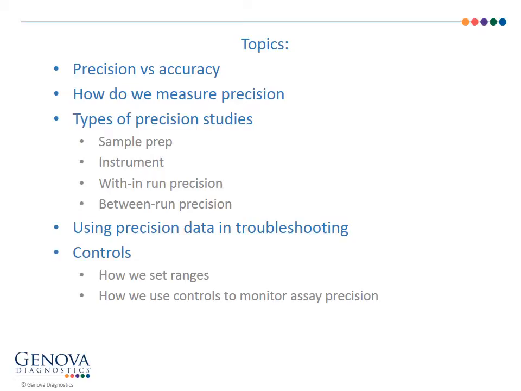So here are our topics. We're going to talk about the difference between precision and accuracy, how we measure precision, the different types of precision studies that we do in validation, how we use precision information in our troubleshooting, and then how we monitor precision once an assay is live using our controls.